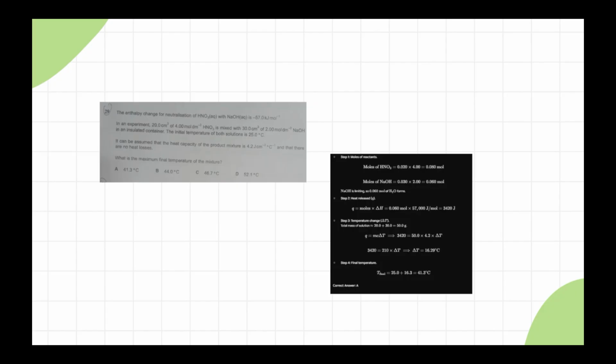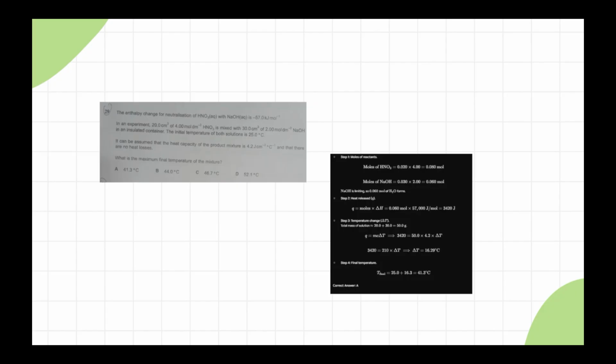per cm³ per degree Celsius, and that there are no heat losses. What is the maximum final temperature of the mixture? So we have to know the moles of reactants. Moles of HNO3 is 0.02 times 4, equals 0.08 mole. Moles of NaOH is 0.03 times 2, which is 0.06 mole.